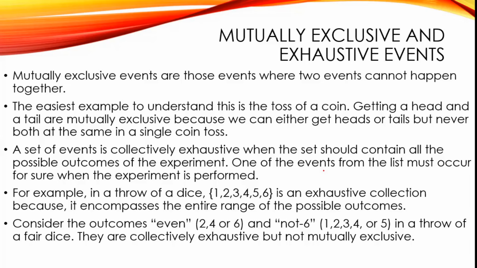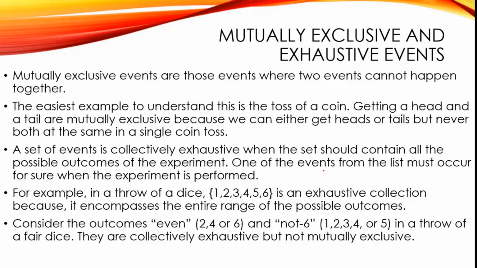A set of events is collectively exhaustive when the set contains all the possible outcomes of the experiment. Now we'll make a set here. So one of the events on the list must occur for sure when the experiment is performed. So I want to know all the event chances. I am putting them on paper. What are all the chances there?